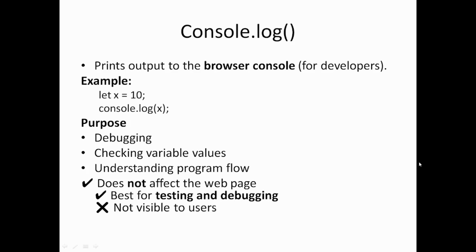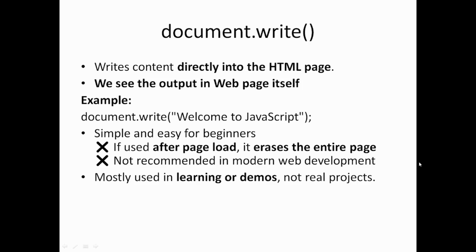For example, how to declare a variable: let x equal to 10. Here let is a keyword to define a variable, x is the variable, and 10 is the value. console.log of x will print the value of x in the console window. The main purpose of console.log is debugging, to check variable values and understand the program flow. It does not affect the web page, and it is best suited for testing and debugging. But the console.log value will not be visible to the users.